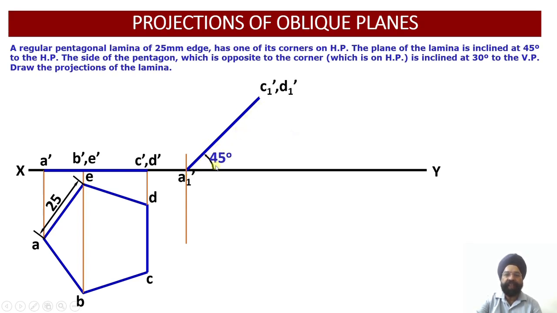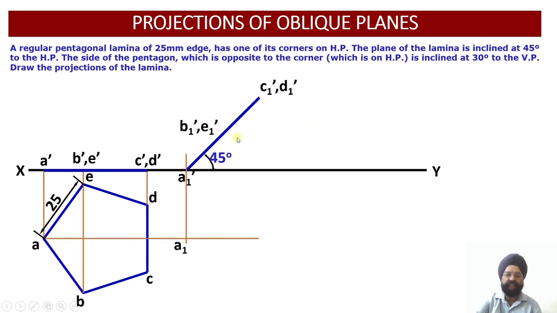Just see, this lamina surface is inclined at an angle of 45 degree, and we are going to mark these points over here. A1 dash is marked here, B1 dash, E1 dash is marked here. We are going to measure this distance and mark it over here. Similarly, the total distance A1 dash to C1 dash and D1 dash will be located over here.